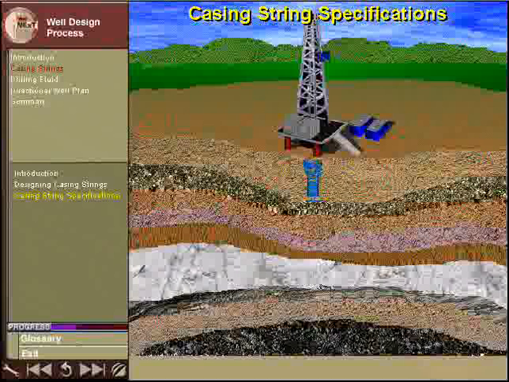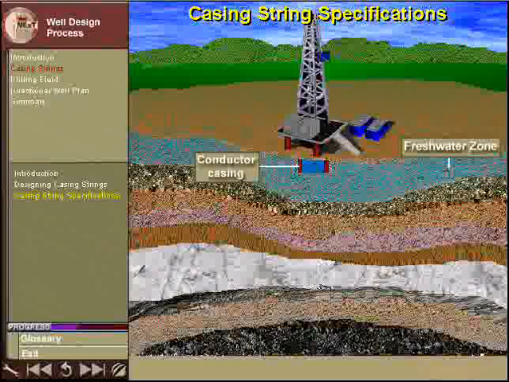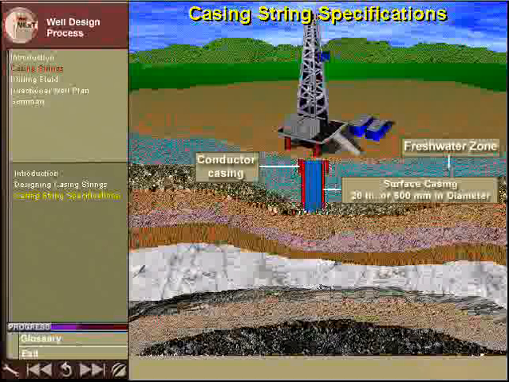Formations near the surface tend to crumble and cave in easily, so conductor casing prevents cave-ins. Conductor casing can be as large as 36 inches, almost a meter in diameter. Formations near the surface may also contain fresh water that could be contaminated by the drilling mud. So surface casing protects freshwater zones. Surface casing is relatively large, say 20 inches or 500 millimeters in diameter, or even more. The surface casing can be set at hundreds to thousands of feet deep.